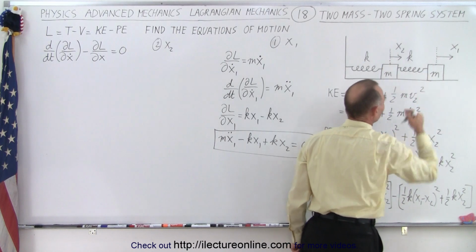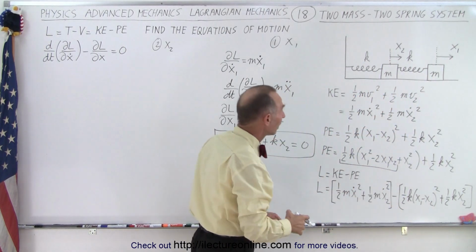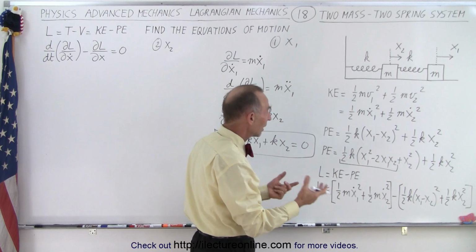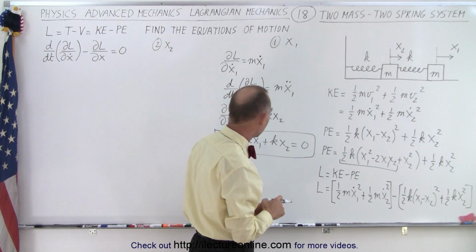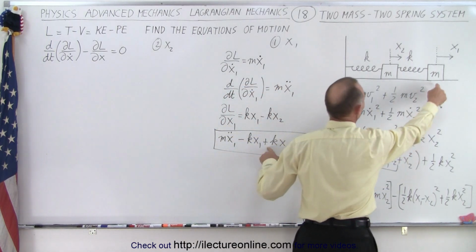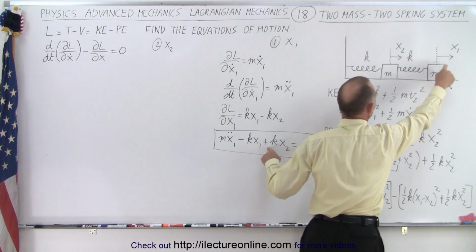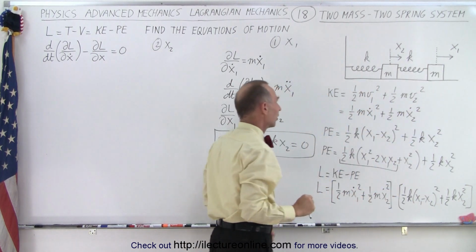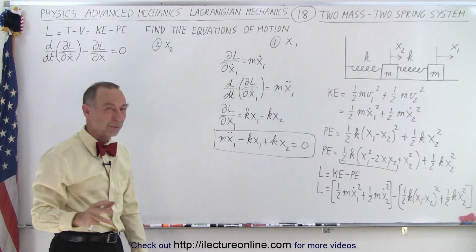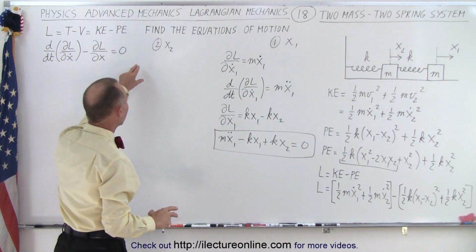Notice they have the same mass. Maybe in the future we'll do one where k and k is not the same for both and m is not the same for both, so we'll leave that for later. But notice that this is the equation of motion for this mass right here and relative to the variable x1. So now we need to do the same thing for x2.